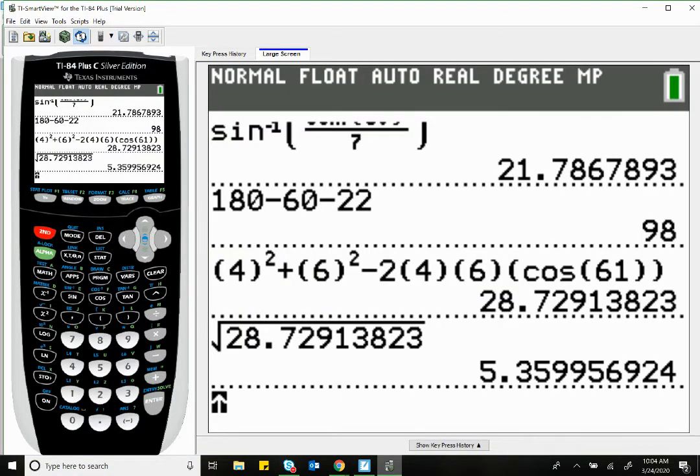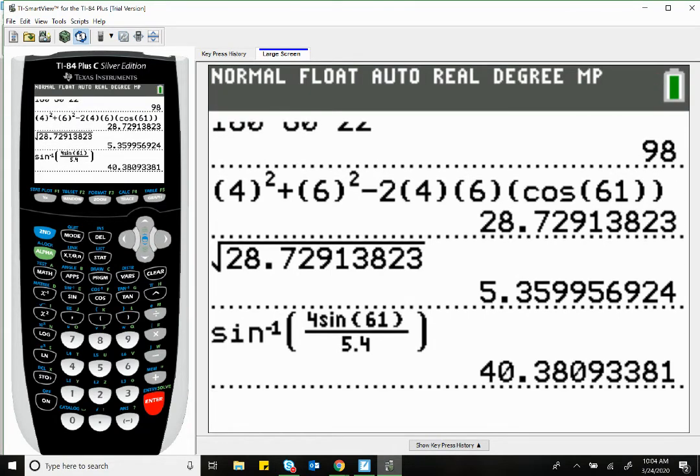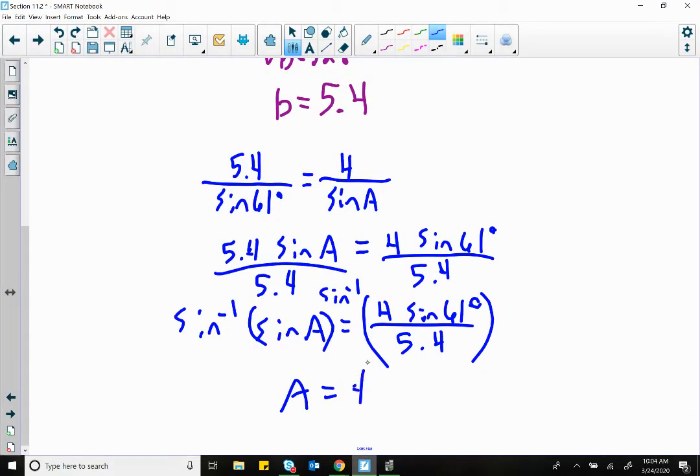So second sine alpha y equals, and we have 4 sine 61, close it, all over 5.4. Scroll out to the side, close it, and there is angle A. So round to the nearest tenth, the 8 says, hey, 3, go up. So my angle A is 40.4 degrees. To get angle C, take 61 plus the 40.4, subtract it from 180.